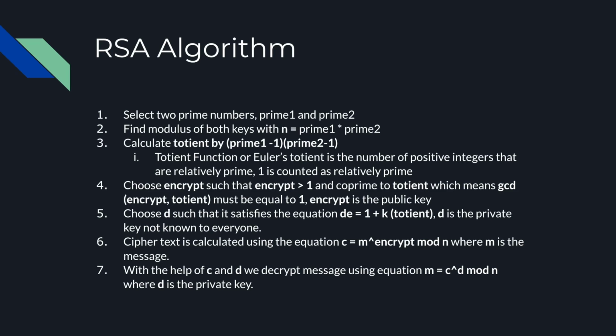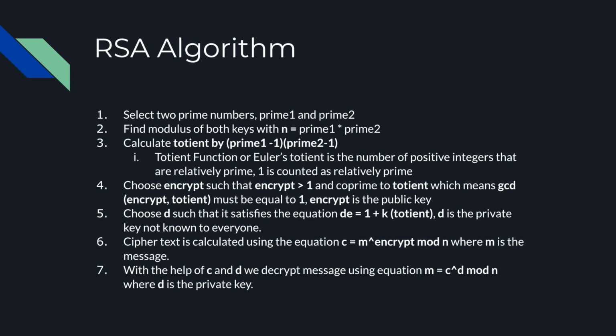So here is the algorithm for RSA. First you have two prime numbers, prime 1 and prime 2, so you have to select any of them. In my code, I use prime 1 and prime 2 as the variables, but at the same time, I use small numbers to show you how the algorithm works and how it can be implemented.